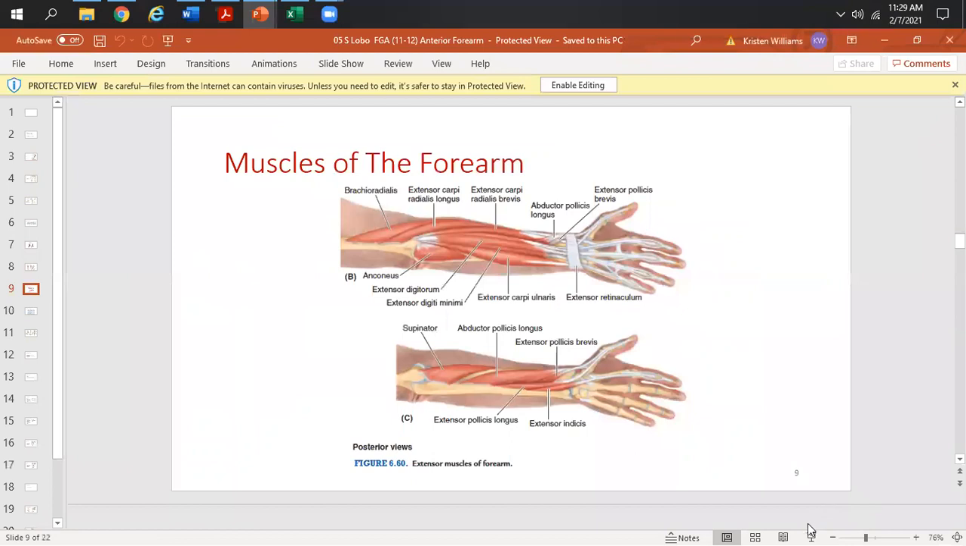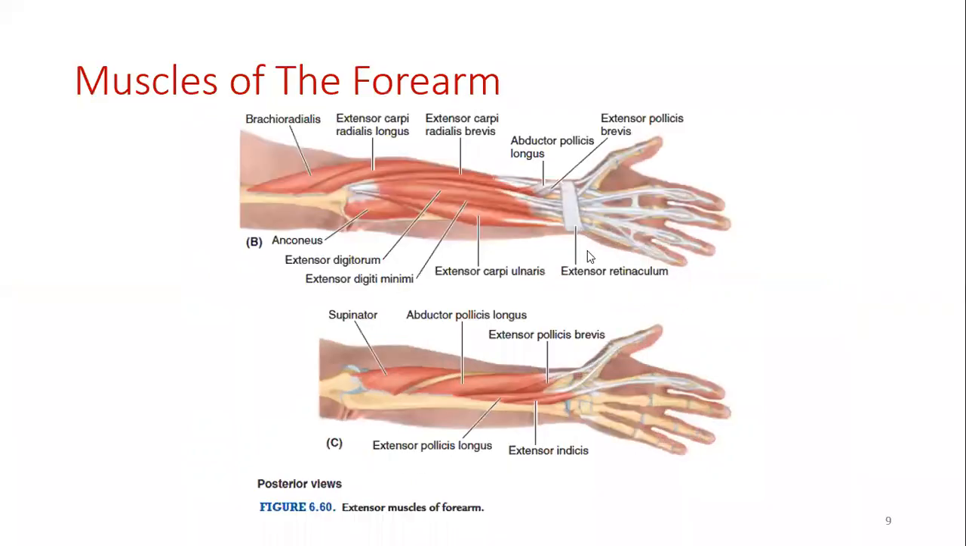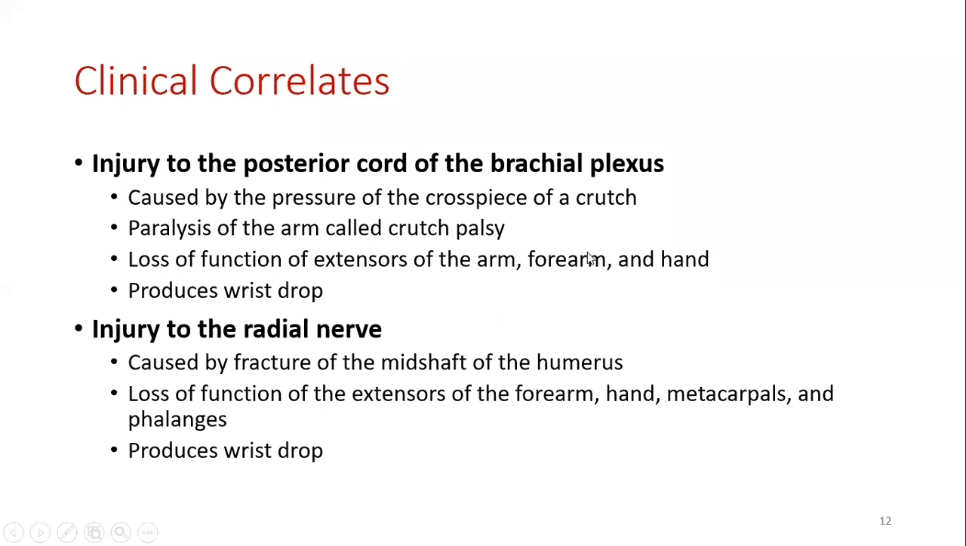And back to his clinical correlations. So now, when talking about crutch palsy, because you've put pressure on your radial nerve as it's trying to go and innervate these muscles, that's how you can end up with crutch palsy, because that cross piece pushing up against the nerves in your armpit can lead to temporary loss of innervation of the extensors of the arm and the forearm and the hand. And in doing so, you're going to produce wrist drop. And whenever you see wrist drop, think radial nerve damage.